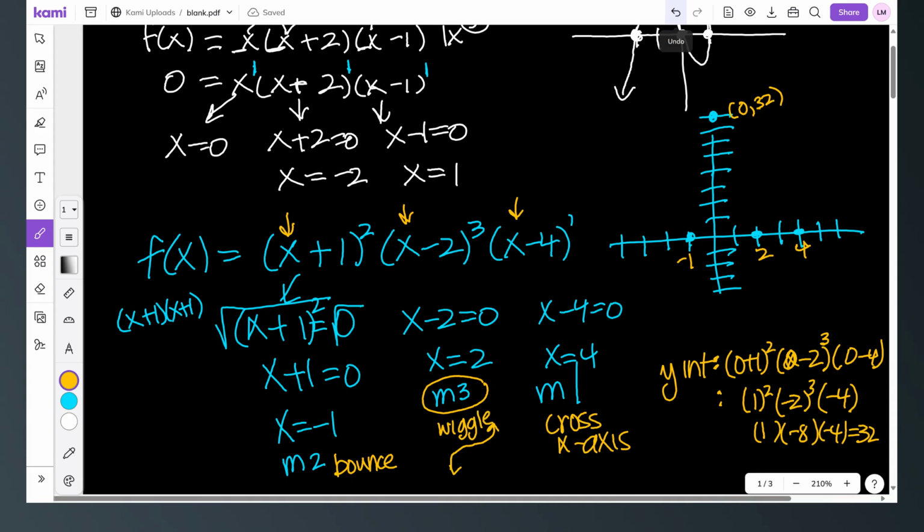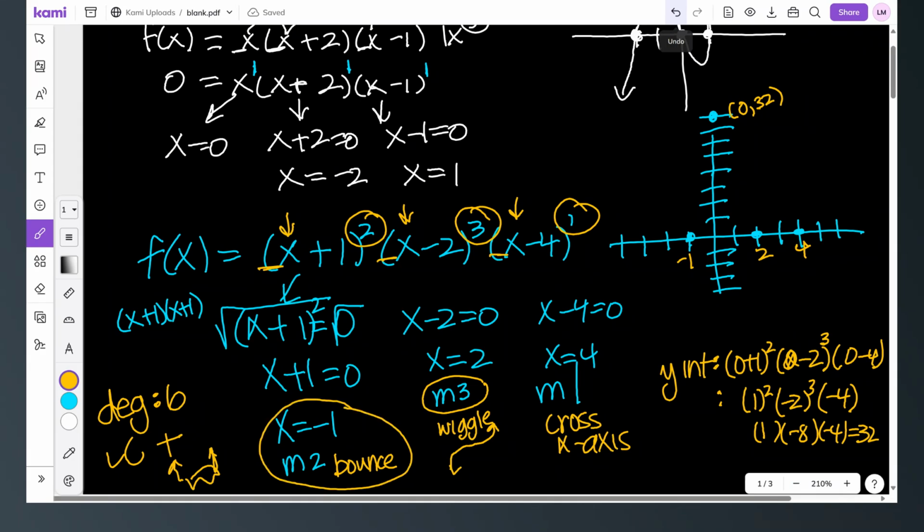All right, so at -1, I have a bounce. First of all, we need to also look at end behavior. Let's look at the degree. So 2, 3, 1. When I add those powers together, my degree is 6. My leading coefficient, 1, 1, 1. So my leading coefficient is positive. So that means my end behavior looks like that. So we'll start high, and we're going to bounce at -1.